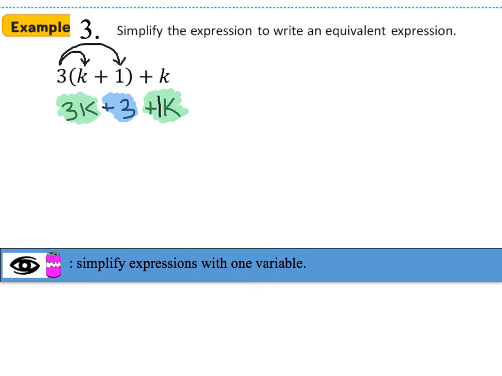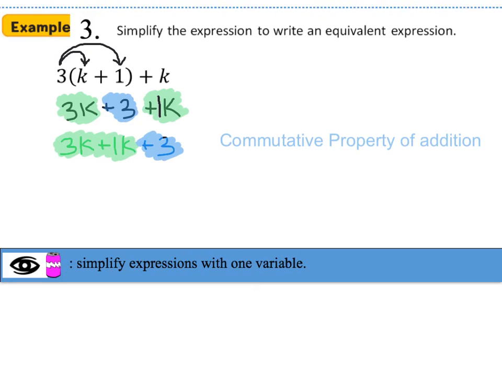So now let's use the commutative property of addition to switch the tiles around. We can place the green tiles together. Now we can combine like terms. So 3k plus 1k becomes 4k.